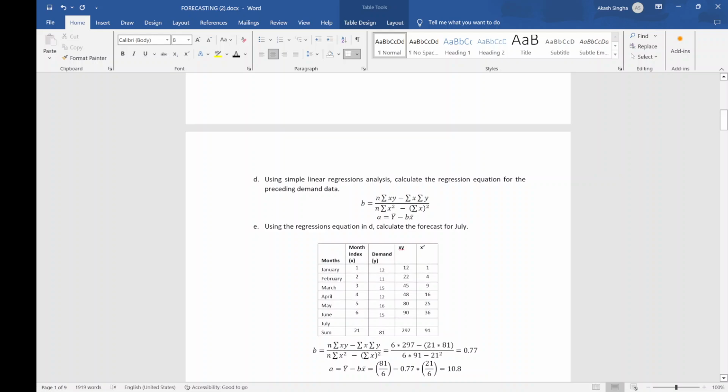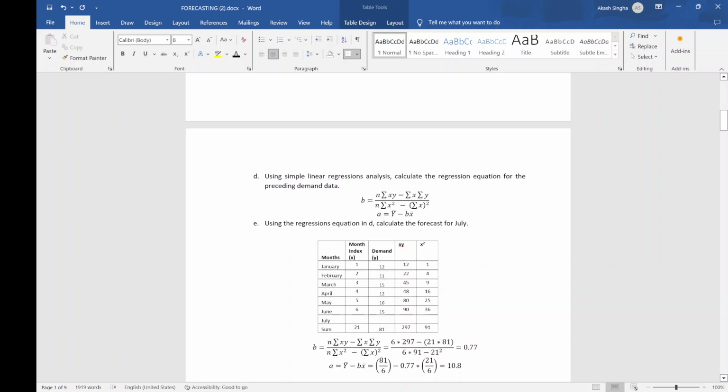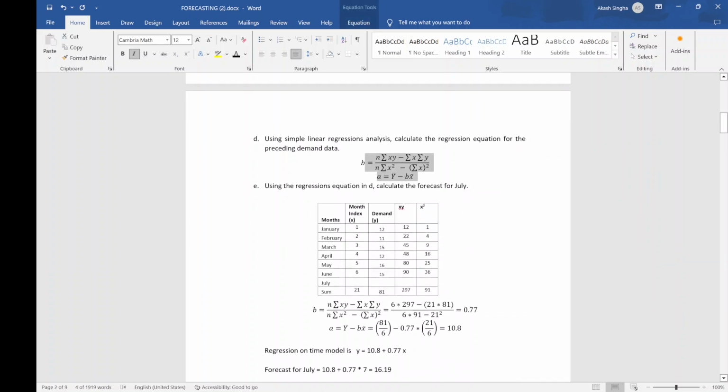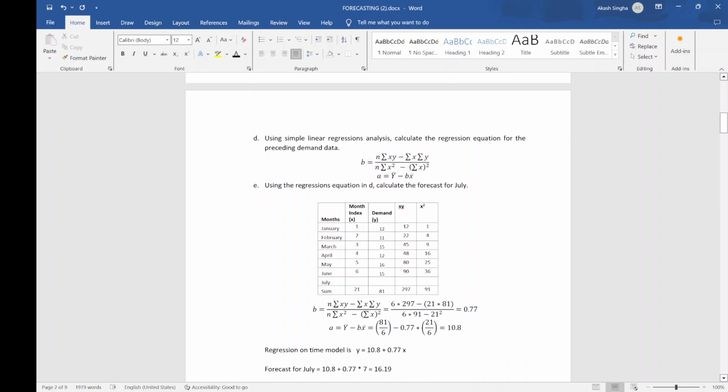Now, using simple linear regression, this is the formula. It will be, I guess, given. If not given, you can just look at it. Then the regression in this table may or may not be given. You have to calculate somehow.